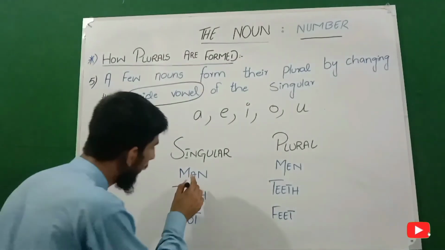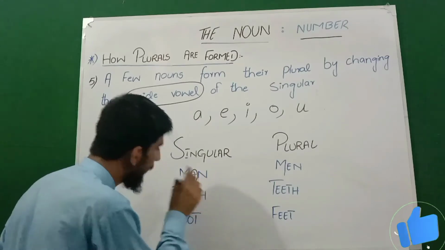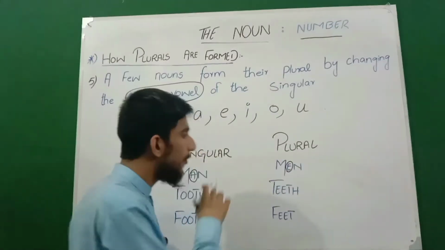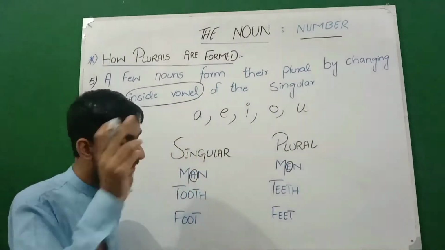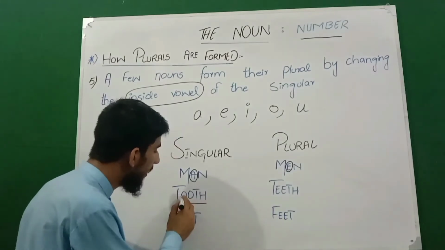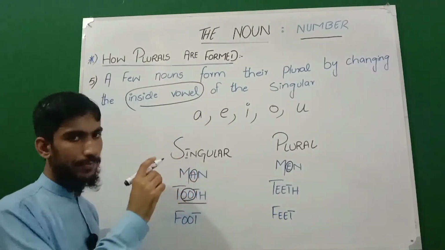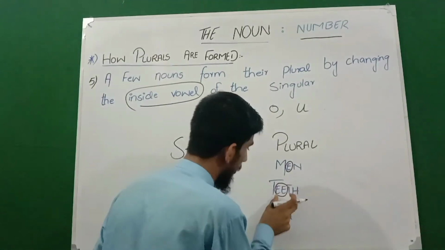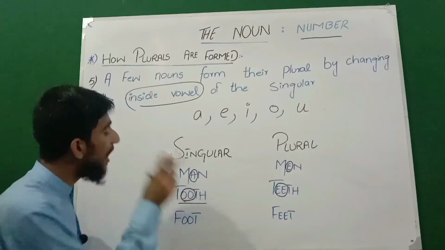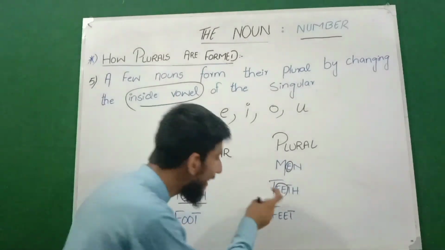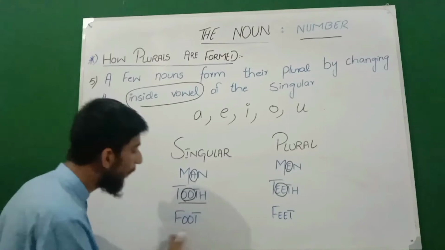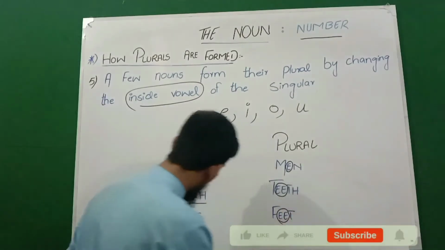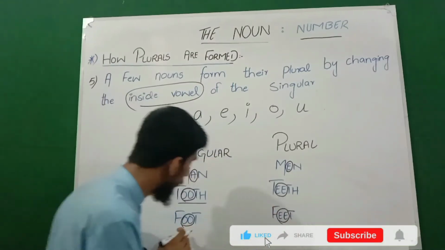For example, man. Its inside vowel here is A, so its plural is men. We just change the inside vowel. Similarly, tooth. Here the vowel is double O, and the double O changes into another vowel, which is double E. As a result, teeth is the plural of tooth. Similarly, foot: we again change the inside vowel, double O changes into double E. So feet is now the plural of foot.